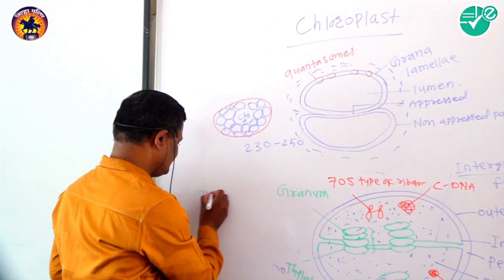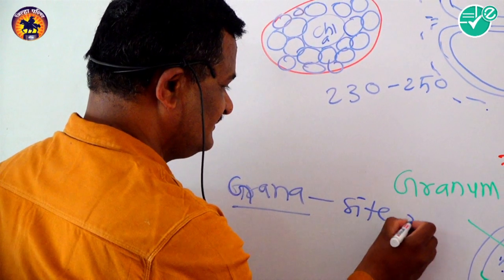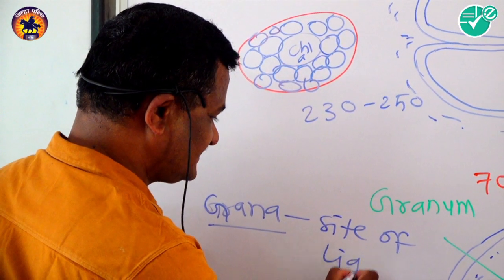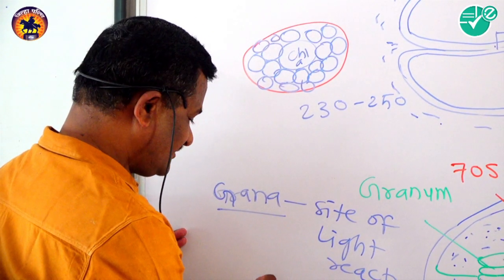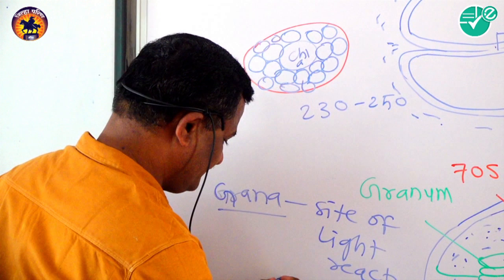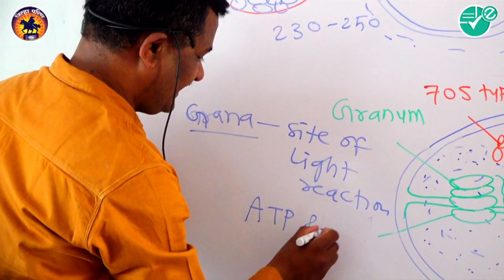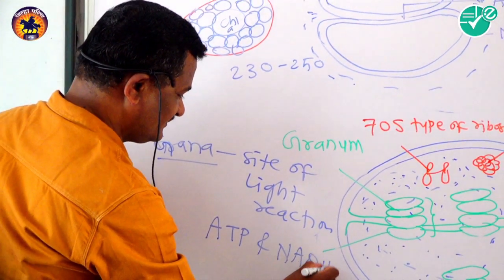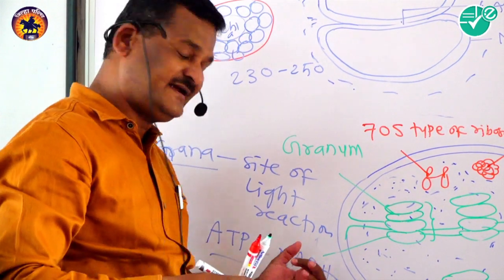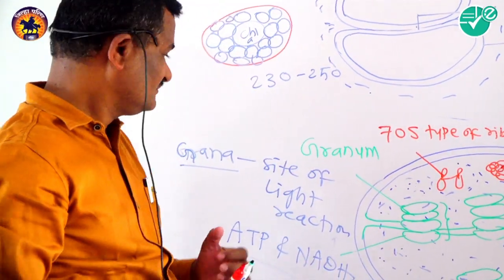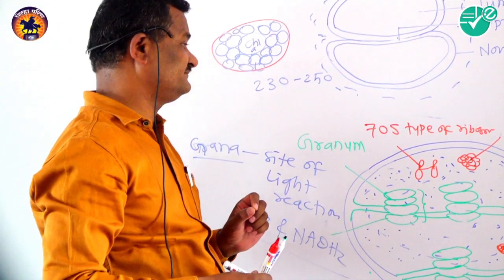Grana is the site of light reaction. Grana is the site of formation of ATP and NADPH2. These are the functions of grana.